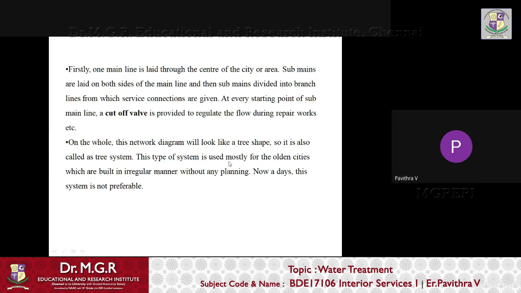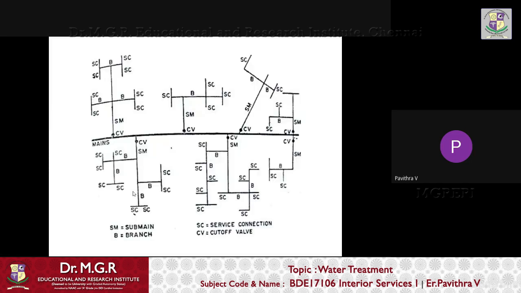This type of system is used mostly from the olden days, which were built in an irregular manner without any planning. If I am not going to plan the village or a city in a proper layout, then I will be going for the dead-end system. Since the planning is not done in a proper way, irregular shapes of the trees can be seen in the diagram itself. So nowadays this system is not preferable. We are not preferring this type of system, since the connection itself is an irregular pattern for the whole area of the city or any village.